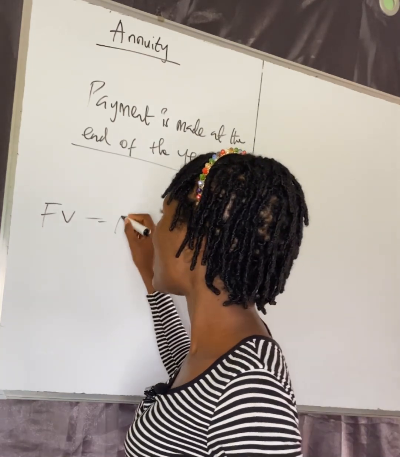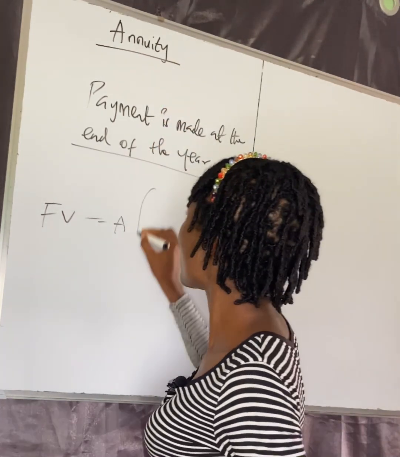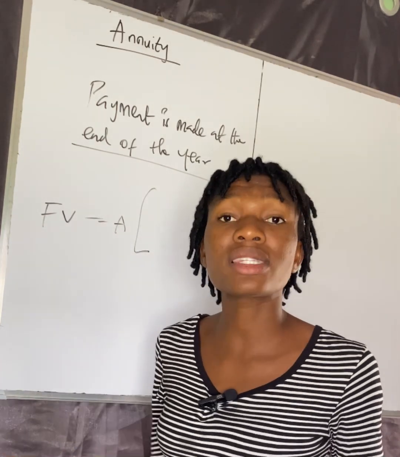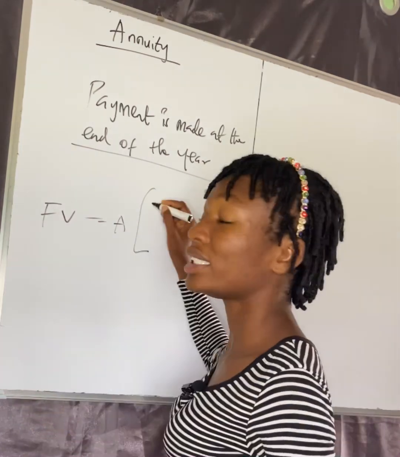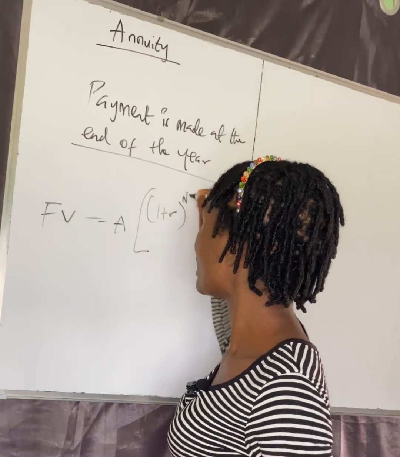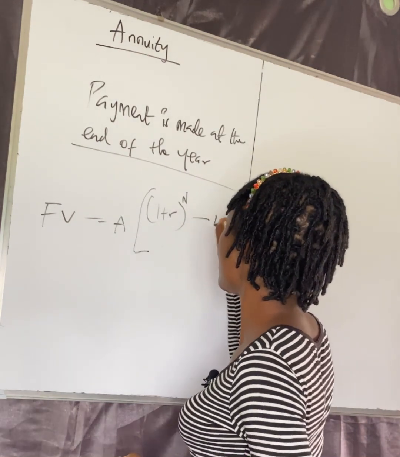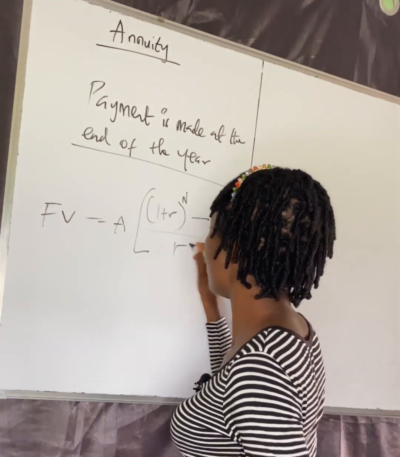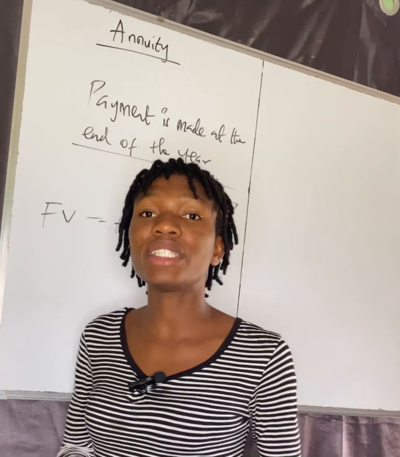Our future value is that amount which we call the annuity, that regular amount. Now how do we calculate our interest rate for the case where the payment is made at the end of the year? In our bracket, we have 1 plus r raised to power n. N is the number of years, like we did in compound interest. But since the payment is made at the end of the year, we remove 1, minus 1, and then divide by our rate. So this is our formula for where payment is made at the end of the year.